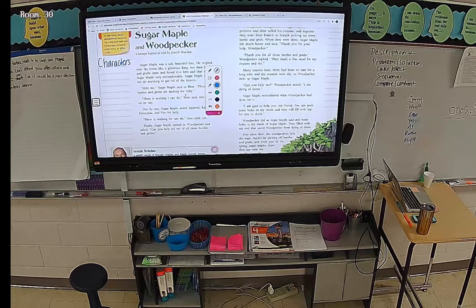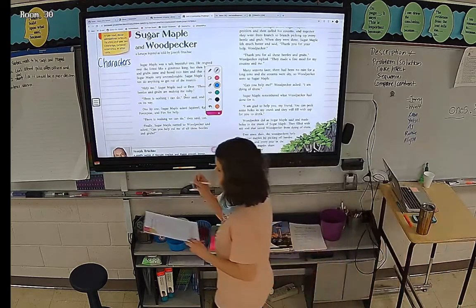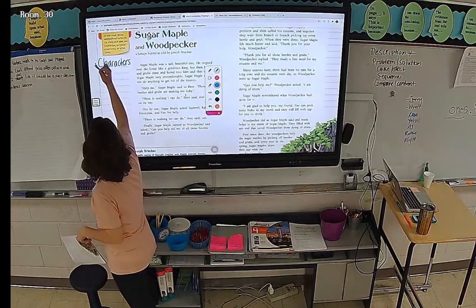Everybody has character traits. A character trait of Callan is that she's very kind. Some character traits are very good, some are not so good, right? We're going to identify our characters and then talk about some of their traits. Then we're going to talk about the setting.